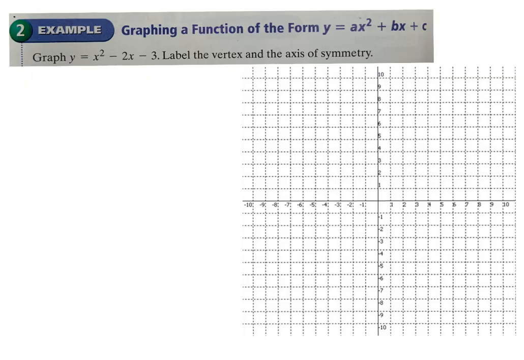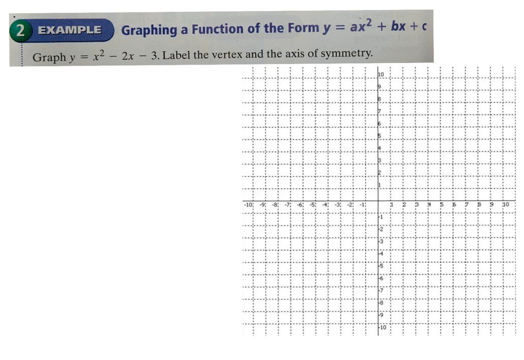Graph this, label the vertex and the axis of symmetry. I'm actually going to have you list them. So I'm going to say, list your vertex, your axis of symmetry, and your y-intercept, and then graph. So I'm actually going to have you give me all of those things and then also graph.